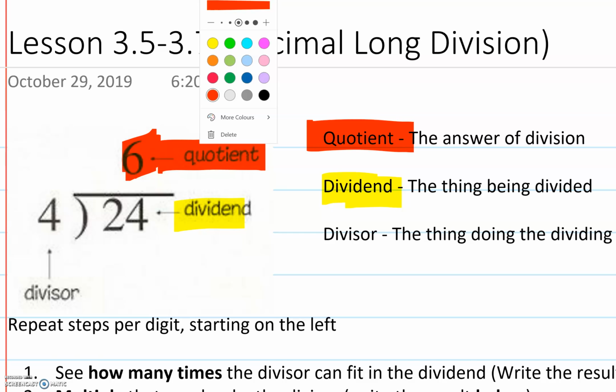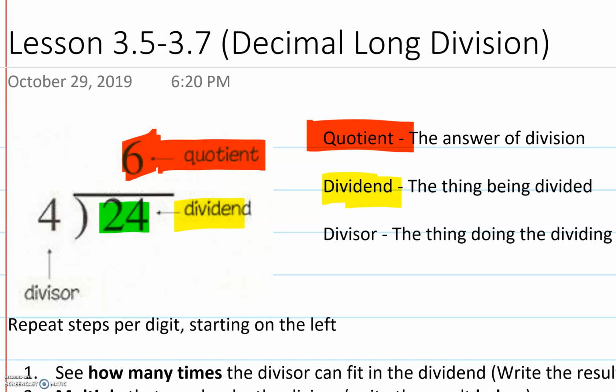So if I were to use another example, maybe go like this. 24 divided by 4 equals 6. That would be the same as what's going on here, with this being the quotient. And now here, this is the divisor. The divisor is the thing that's doing the dividing. So the 4 here would be the part that's doing the dividing.